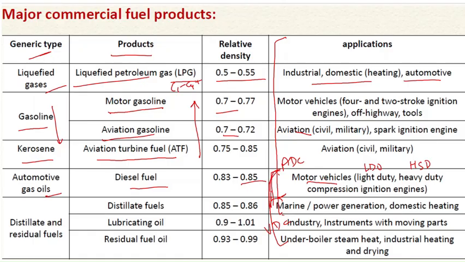Distillates are basically distillate fuels. Then lubricating oils are the residual fuels. They are used in power generation, in marine applications, domestic heating, and in industries for instruments with moving parts, boilers, and drying. There are various applications where these commercial fuel products are used.